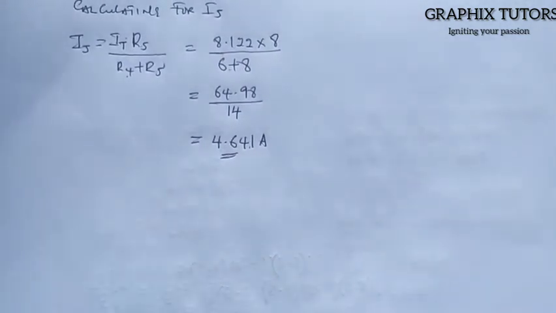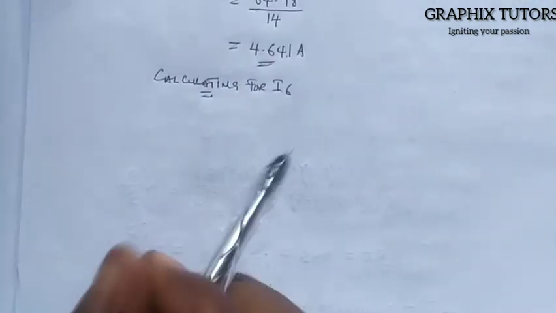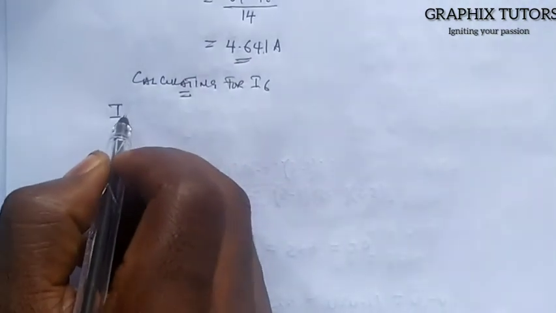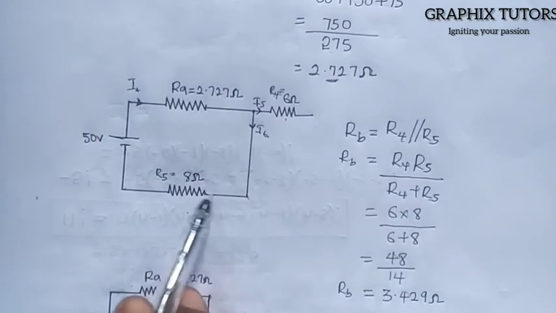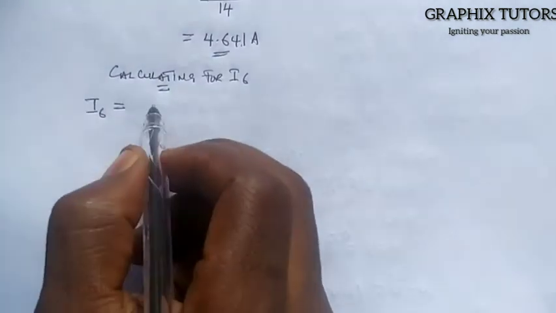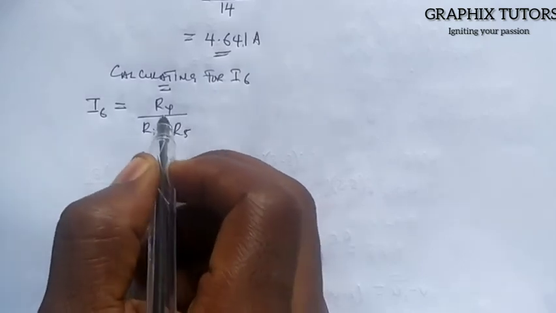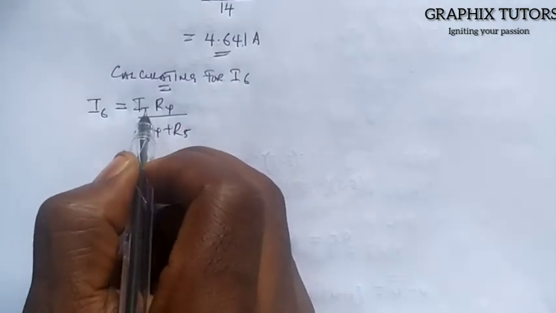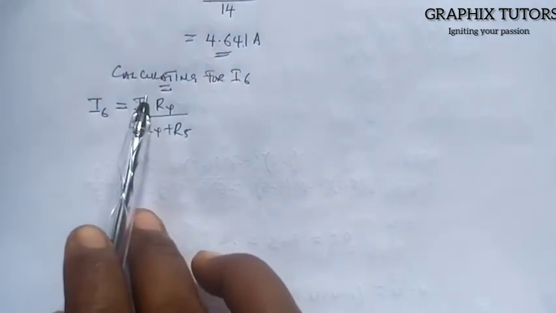Calculating for I6, you go back to this guy. You're going to remove RB here. You put I6, that's the current divider rule. I6 equals, now the question you ask yourself: where is I6 flowing through? I6 is flowing through R5, which is the 8 ohm resistor. You are going to remove R5, and you are left with R4. So I'll be having R4 all over R4 plus R5. Because I've removed R5, I'm going to put I total close to it. So the I total is only replacing the R5 on the numerator, not on the denominator.